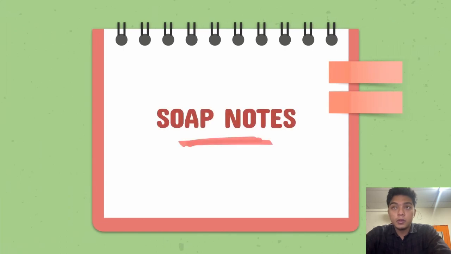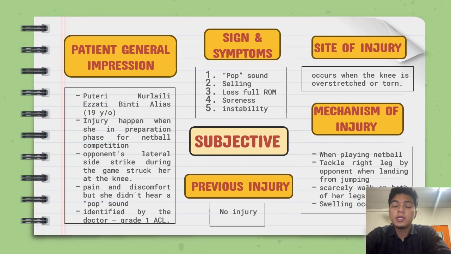Okay, for patient general impression, first things first, Putri Nuraili Izzati binti alias is 19 years old and has suffered a knee injury, which is an anterior cruciate ligament injury, based on an exchange that enabled us to share some details about her injury. For your information, she is a student right now and played netball in a sporting event in 2019. She started getting ready to play in a netball competition during the last break of the semester.